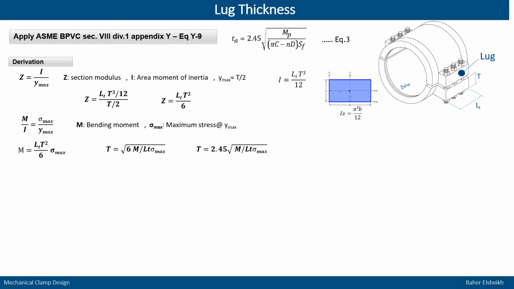Now for the lug thickness. For the lug thickness, we will try to apply the equation from Appendix Y in Section 8 Division 1. The Appendix Y equation is applied for the circular flange. This is the one which we can see at the top here as equation 3. So we will see how we can derive this equation so that we can apply it also for the rectangular lug. First, the section modulus.